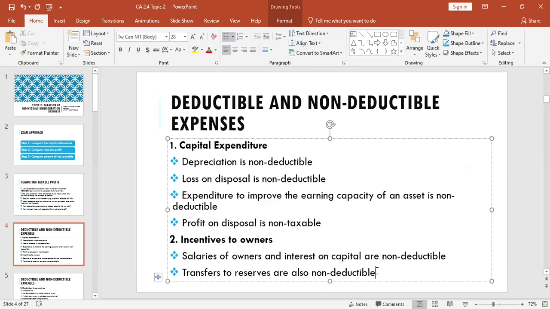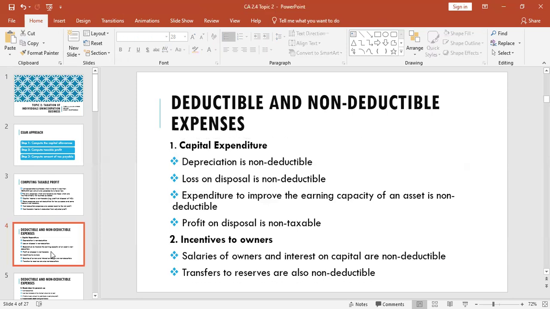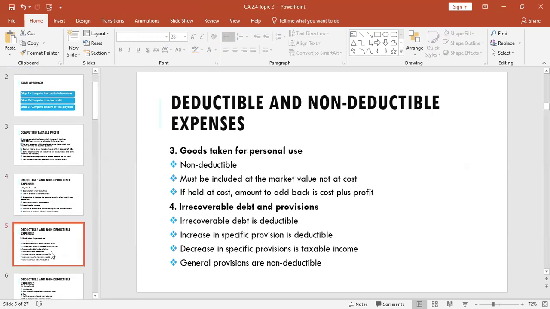I've seen it in one of the questions. When you see that, you have to know that it's not deductible. So transfers to reserves are not deductible as well. So when you see such and such, maybe 50,000 was transferred to the reserves, then it is treated as an expense. It is not deductible. You need to add it back to the net profit. Are we together? Yes.